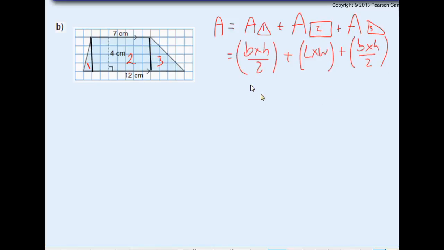Notice here I'm keeping them separate with brackets. I do that because I've got all these multiplication signs and addition signs, and I don't want them to touch. I want to keep it very clear that I've got 3 different shapes here.